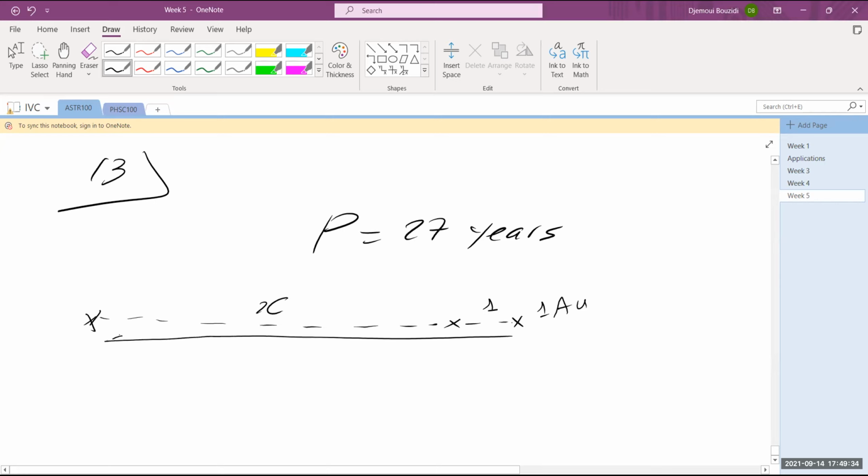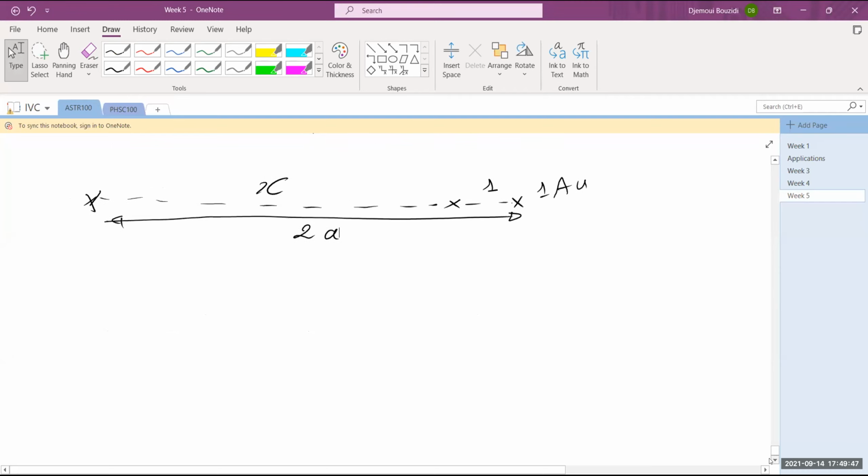The sum of these 2 numbers is 2A, because somewhere in the middle is the center of symmetry, and this is the major axis. The semi-major axis is given by Kepler's third law.